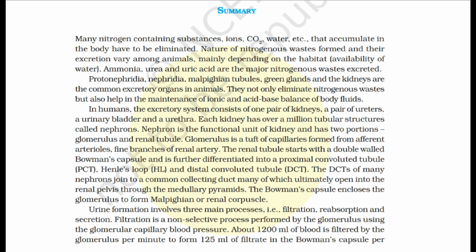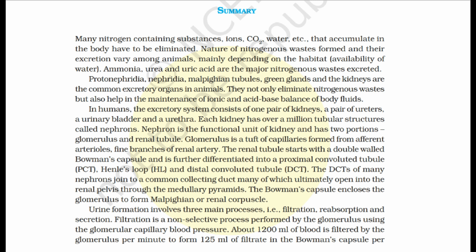They not only eliminate nitrogenous wastes, but also help in the maintenance of ionic and acid-base balance of body fluids. In humans, the excretory system consists of one pair of kidneys, a pair of ureters, a urinary bladder and a urethra. Each kidney has over 1 million tubular structures called nephrons. Nephron is the functional unit of kidney and has two portions, glomerulus and renal tubule.